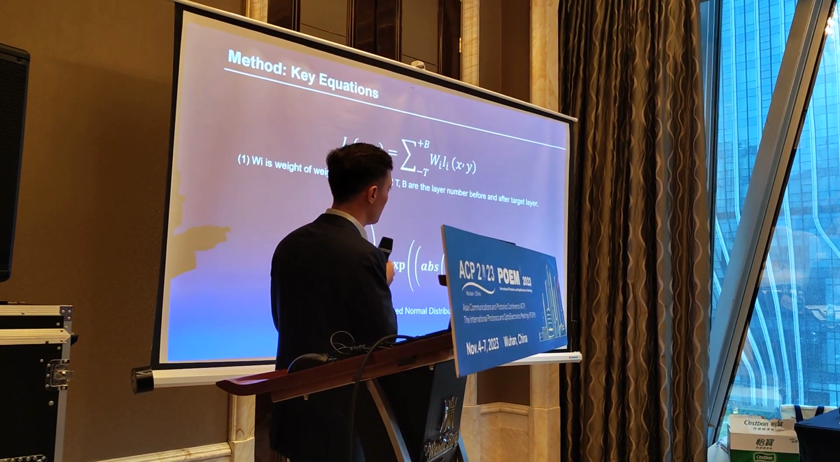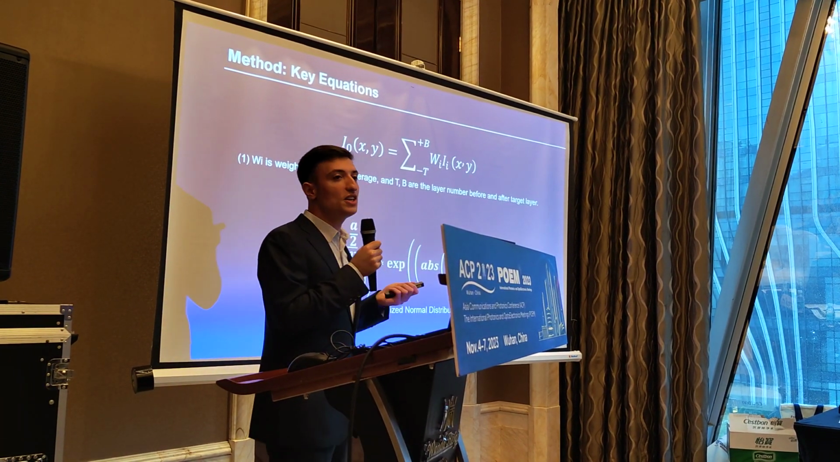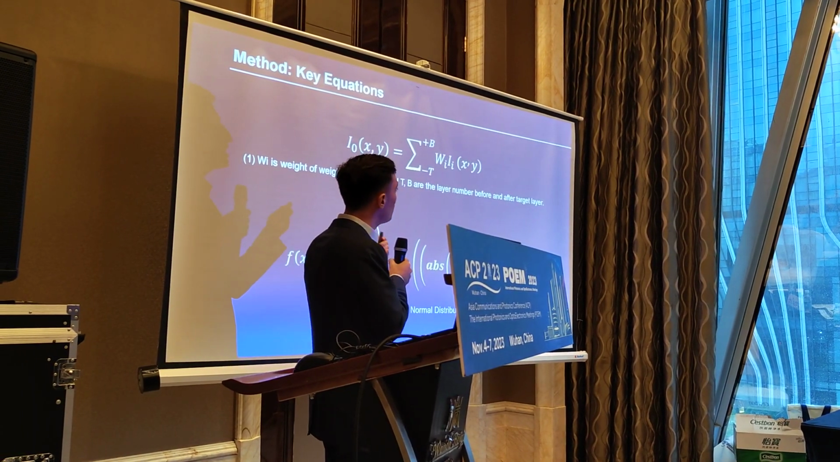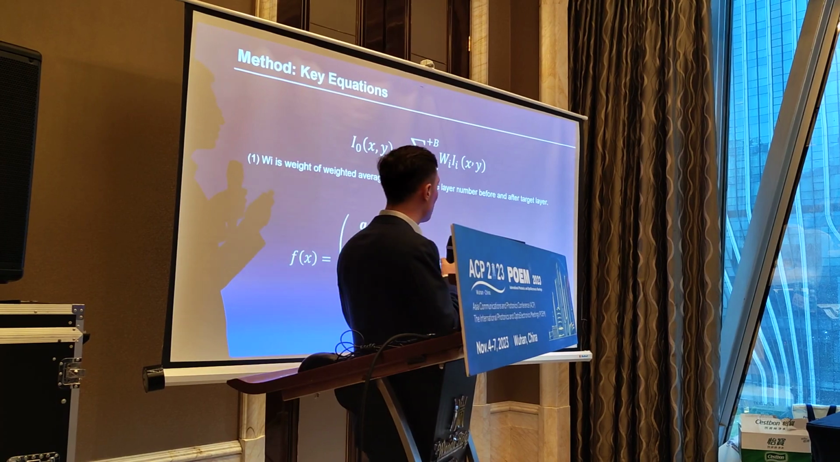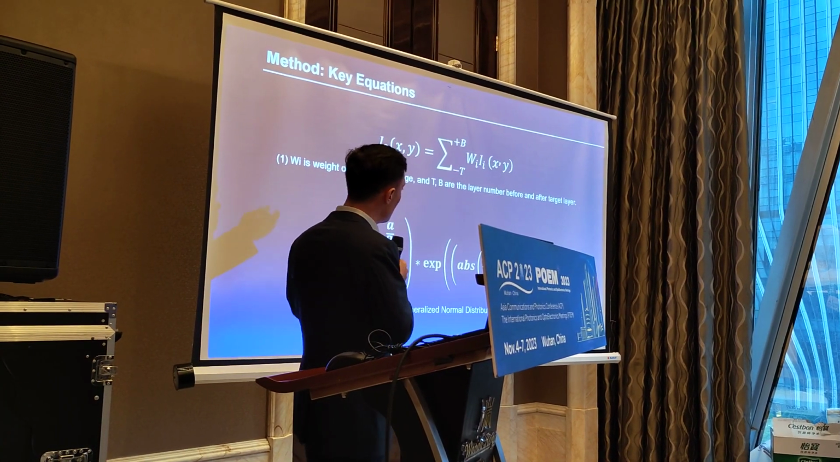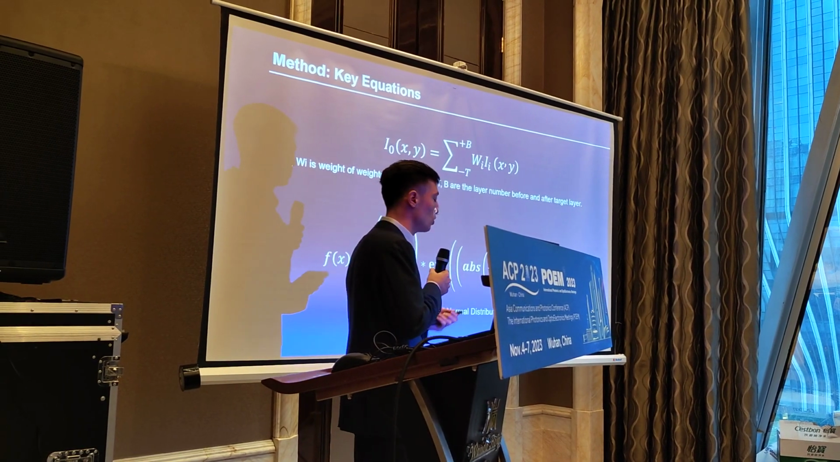Now I will dissect everything, but before that, there are key equations we need to consider. The first one is the weighted average. We are trying to use a weighted average for estimating and interpolating the layer we want to guess. And the best one so far, we think, is the generalized normal distribution.